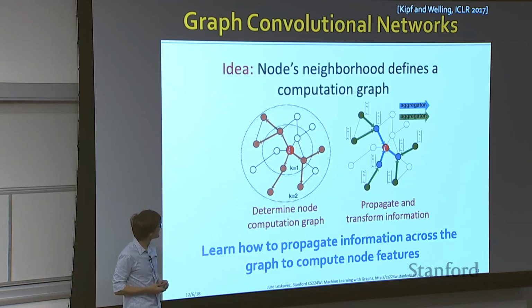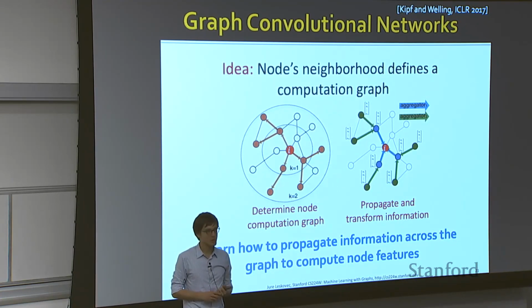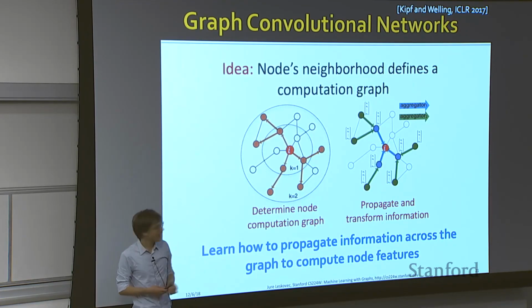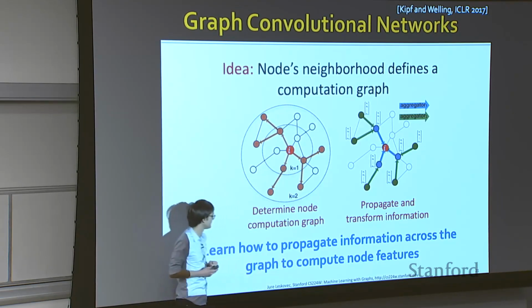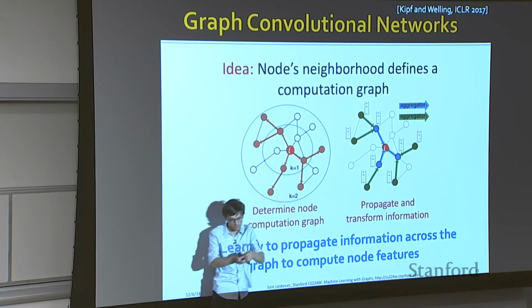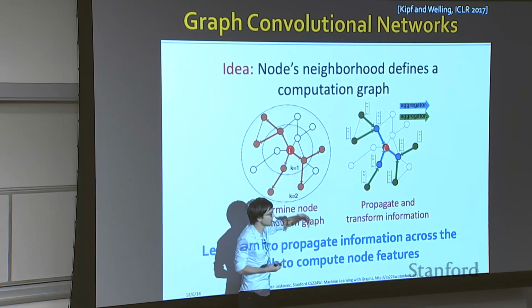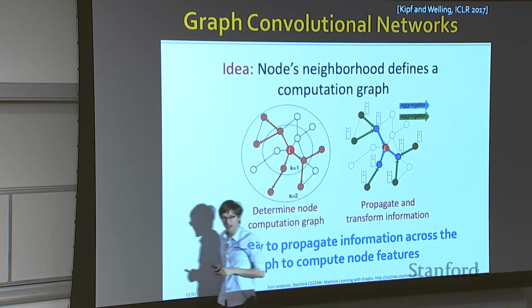The key insight today will be that the underlying network, the social network, we can think of it as defining the computation graph. So it means that the social network defines the neural network. That's the key. The idea is that the node's network neighborhood will define the computation graph. Given a node and we want to make some prediction for the node, we will first figure out what the computation graph should be. And then we will use this computation graph to propagate and aggregate information from the neighbors and neighbors of neighbors to make a prediction at node I.